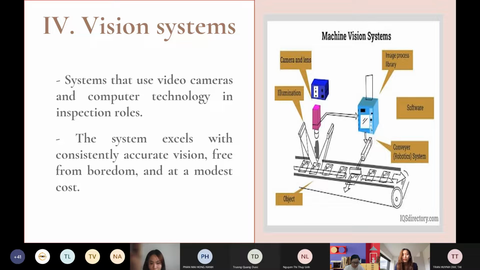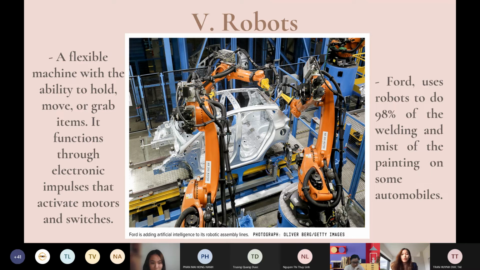Okay, now we turn to the robot. A robot is a flexible machine with the ability to hold, move, or grab items. It functions through electronic impulses that activate motors and switches. Robots may be used effectively to perform tasks that are especially monotonous or dangerous, or those that can be improved by the substitution of mechanical for human effort. And in the picture, Ford, for example, used robots to do 98% of the welding and most of the painting on some automobiles.